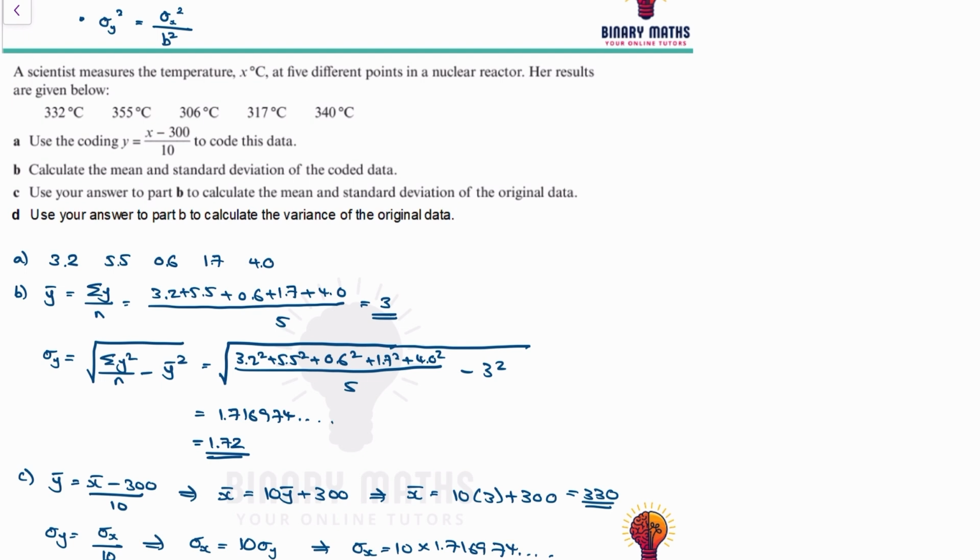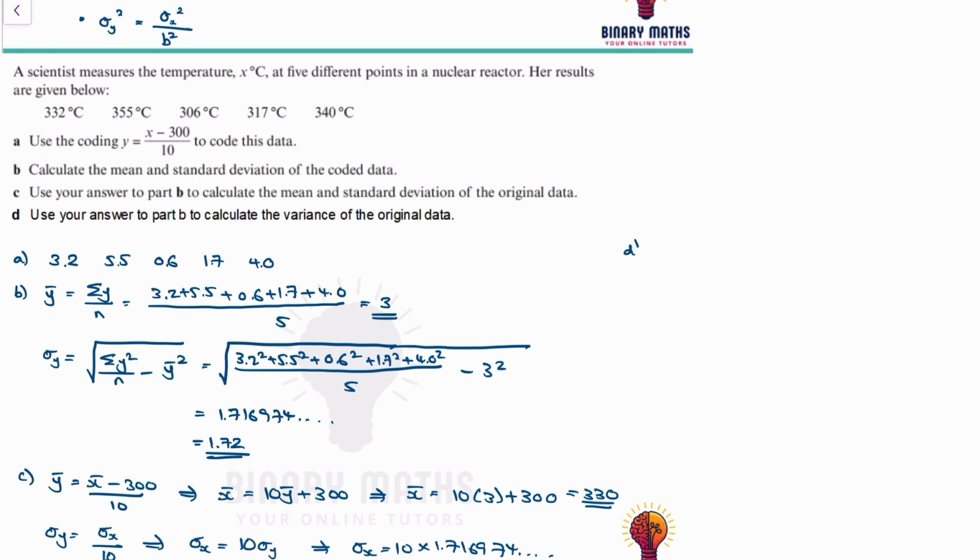Times by 10, which is equal to 17.16974, blah, blah, blah, which is equal to 17.17. Okay, so you use your answer to part B to calculate the variance of the standard deviation. So it's the variance of the original data, sorry.